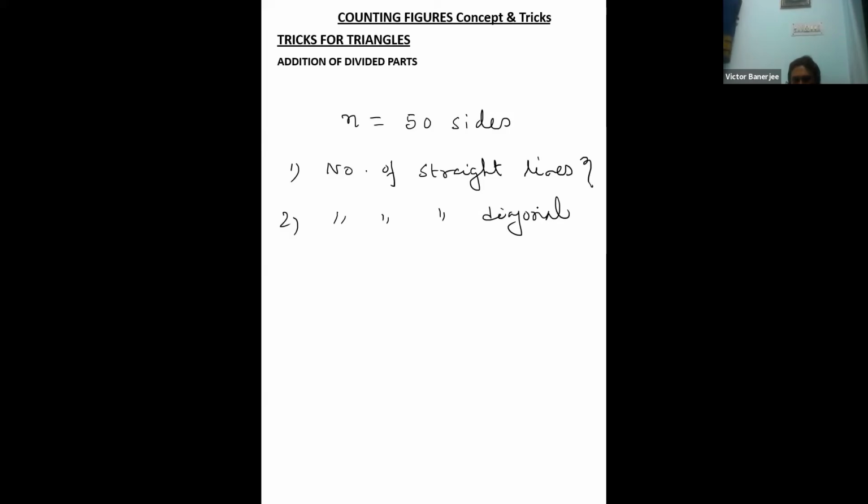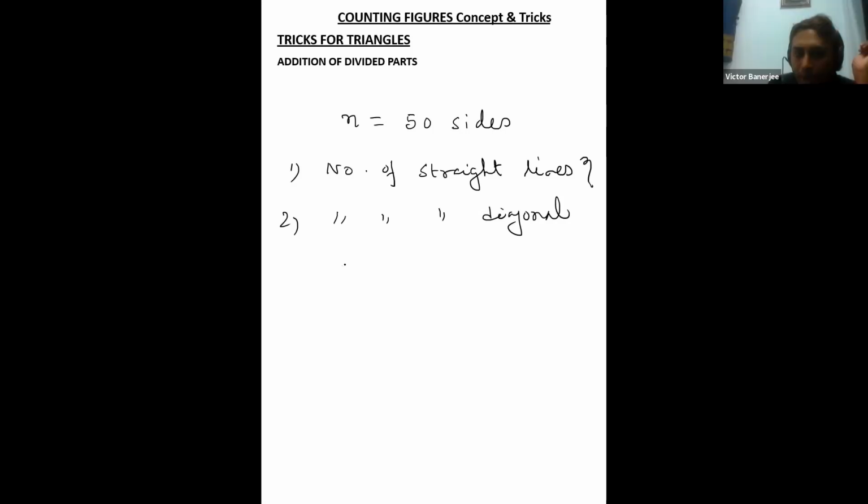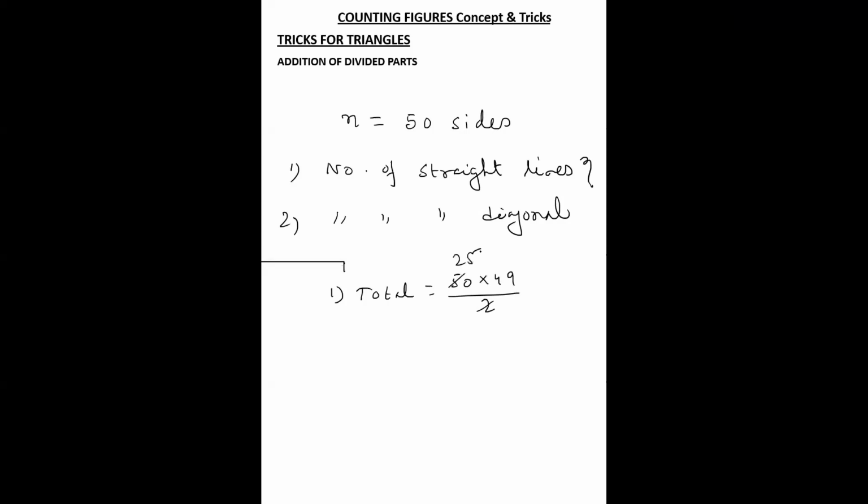Once you get the number of lines, don't use the formula again. Number of diagonals is what? Total number of lines minus the number of sides, right? Total number of straight lines, first question: 1175. Yes, that is the correct answer. When I calculate total lines, it's 50 into 49 divided by 2, that is 25 into 47, 1175.